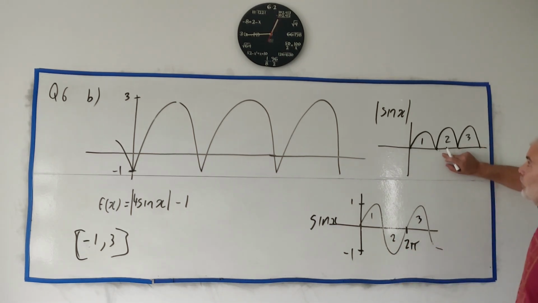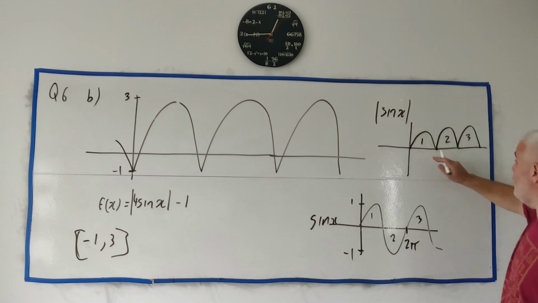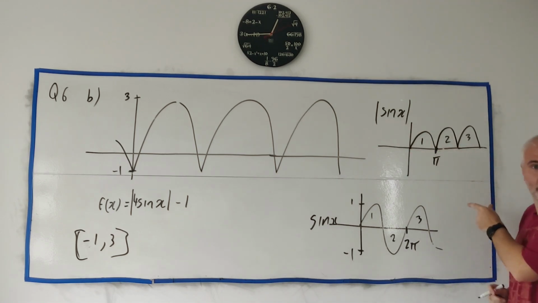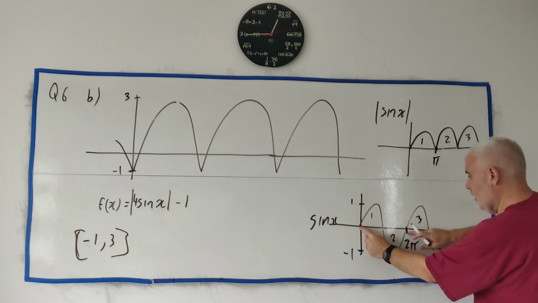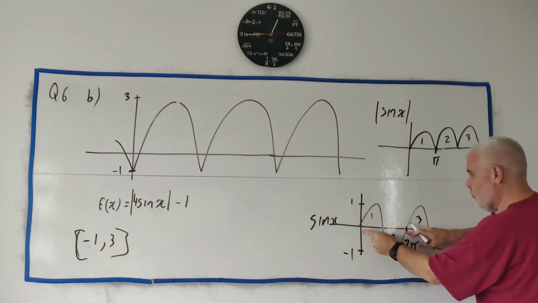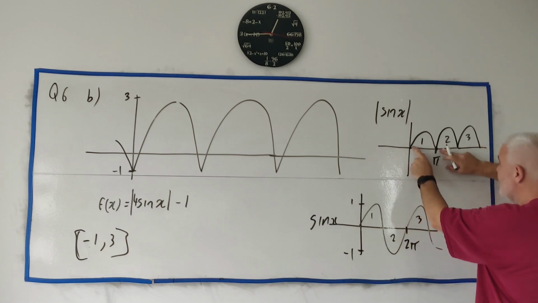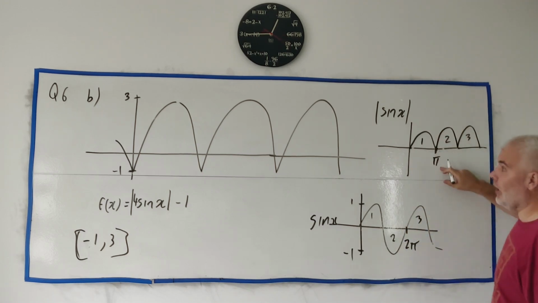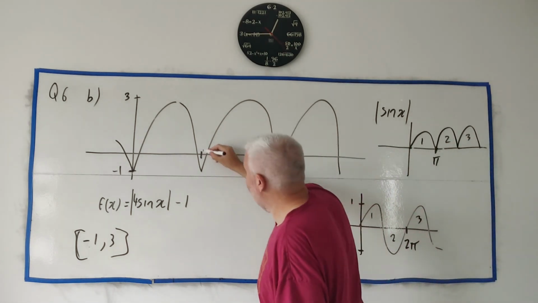But be very careful. The period of the absolute value is actually just pi, because look, it repeats much more often now. It took 1 up and 1 down to repeat, and this time the 1 down becomes an up. So it repeats every pi. So this should repeat every pi as well.